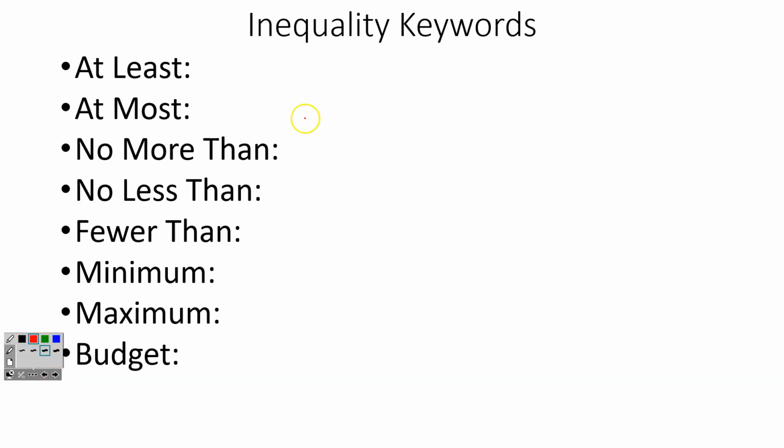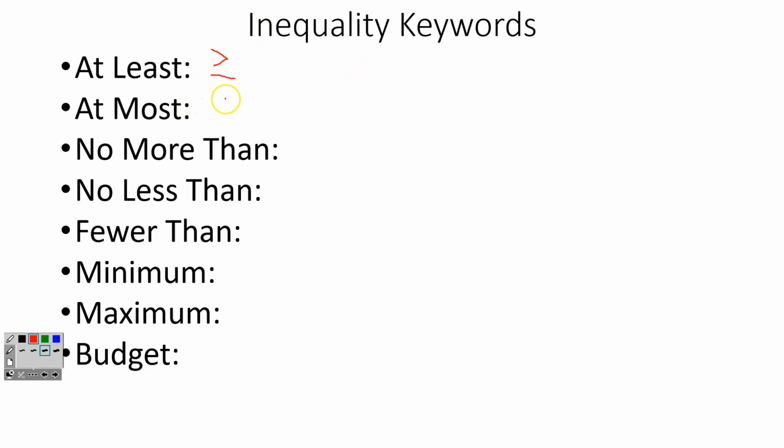So to start us off, these are some of the keywords we're going to focus on today: at least, at most, no more than, no less than, fewer than, minimum, maximum, and budget. So at least, if I need at least $1 million to buy a house, then I can't have anything less than that. Otherwise, I won't be able to buy the house. So I've got to have it greater than or equal to. If I need $1 million, it's okay to need $1 million and get it. But if I get more than that, that's okay too.